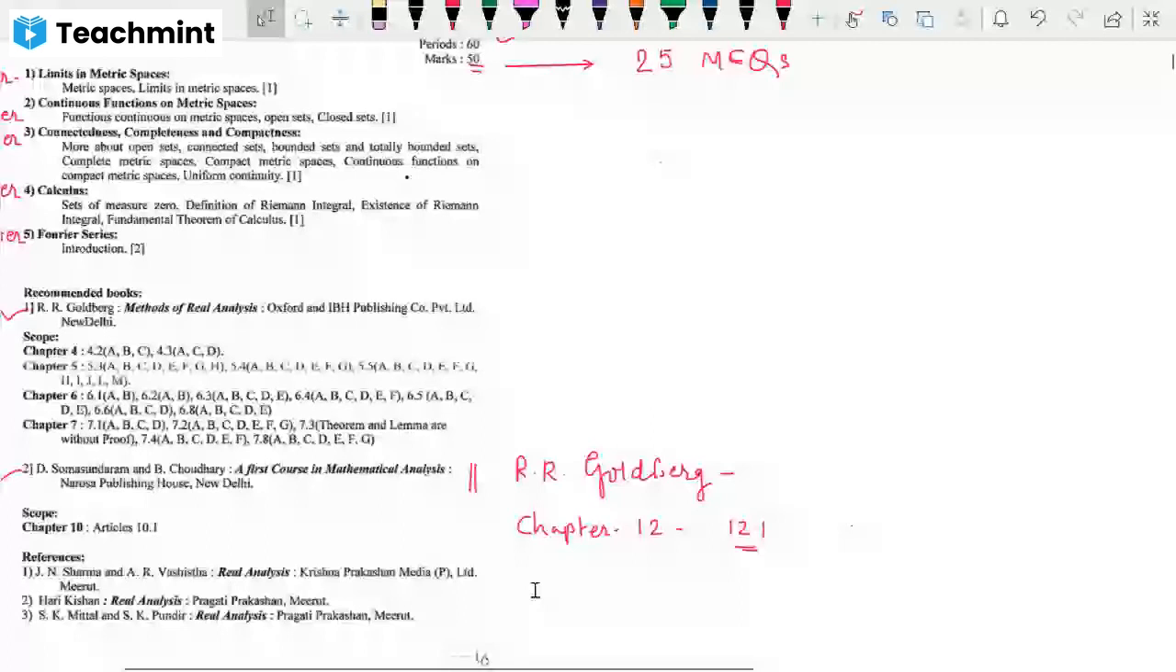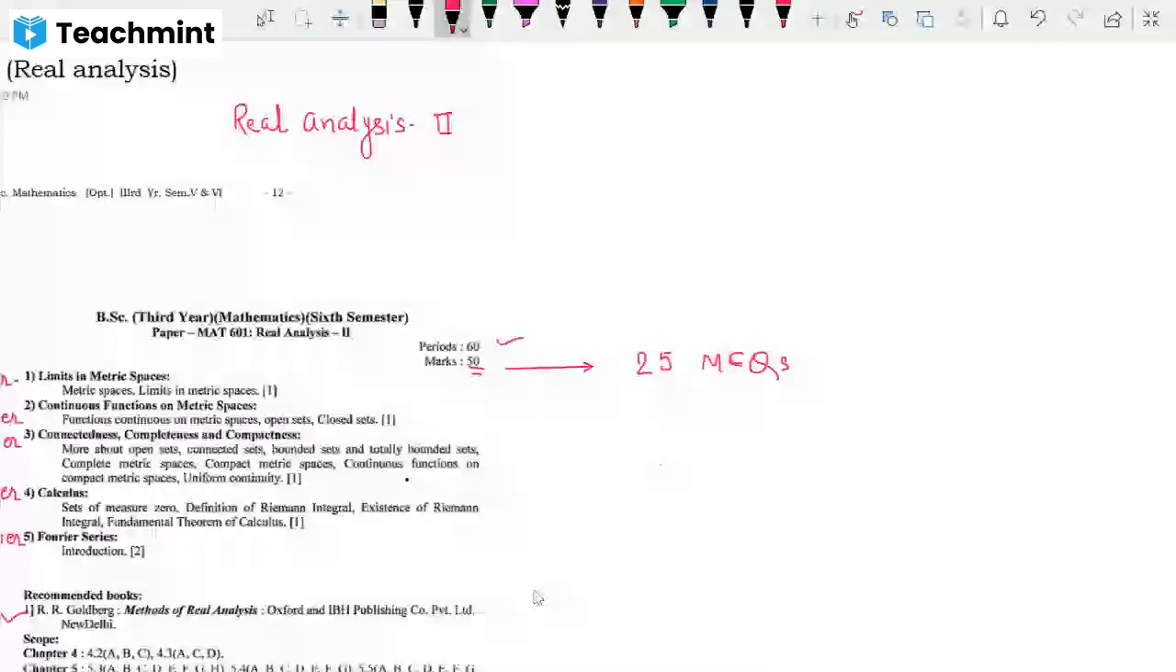The second chapter is also very short. In the second chapter, we'll see continuous functions on metric spaces, and open sets and closed sets. These two, open sets and closed sets, are very important in the next chapter, that is connectedness, completeness, and compactness. So chapter 2 is an introduction to chapter 3, and chapters 4 and 5 are totally different, independent of these first three chapters.